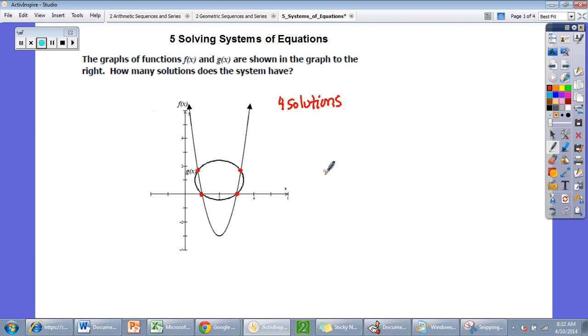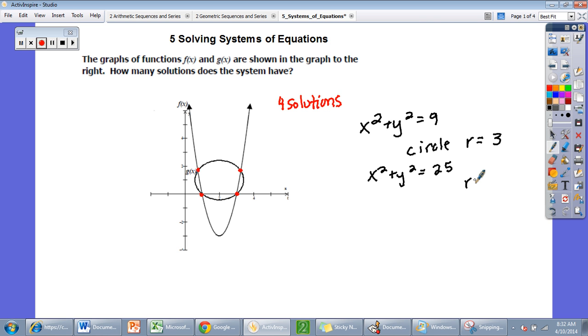One thing you definitely want to be able to do in this area is know how to graph a circle. You didn't have to know how to do that for this particular question, but if you were given the equation x squared plus y squared equals 9, you should know that that's a circle with a radius equal to 3, because it's always the square root of this last number. Or x squared plus y squared equals 25. That's a circle where the radius is equal to 5, because it's the square root of that number.